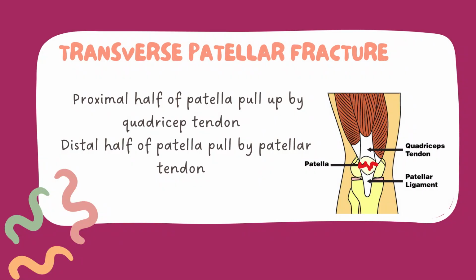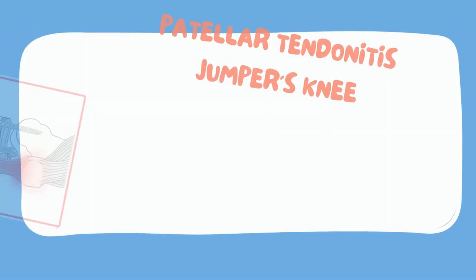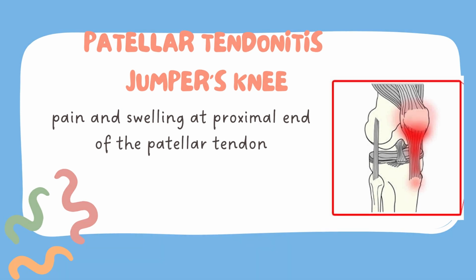Now let's talk about the transverse patellar fracture. This type of fracture happens when the patella breaks into two halves. The proximal half is pulled upward by the quadriceps tendon, while the distal half is pulled downward by the patellar tendon.